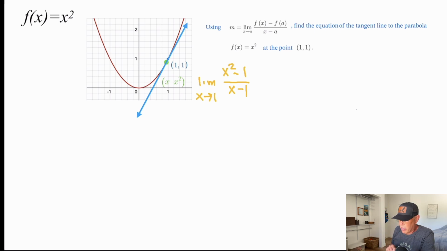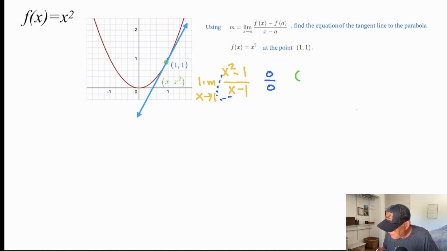Normally what we do with limits is we make a substitution. Let's put 1 in right here. 1 squared is 1, minus 1 is 0 on top. And then 1 minus 1 is 0 on the bottom. So this is indeterminate. That normally tells us we have a little bit of work to do. Looking at this limit, we can see that the top is the difference of 2 squares, which means we can factor that. So let's go ahead and try factoring that.